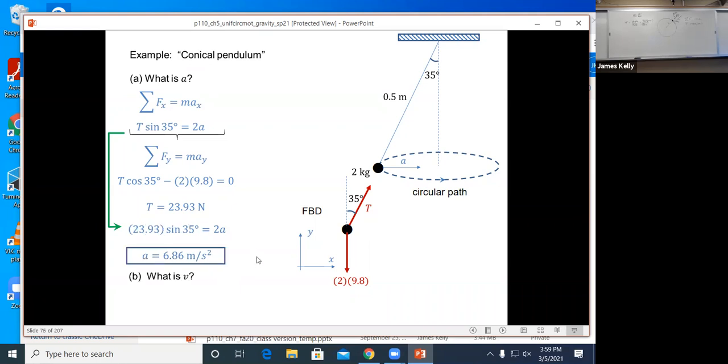And I think we're just about out of time, but the next question is, what speed is it moving with? Notice we're not given that, but I can now use v squared over r equals a to solve for what v is, right? For v squared over r, you have to figure out what r is. R is this distance. It wasn't given in the problem, but you can do some trigonometry to figure out what r is. And so you can back out what the speed is. Okay, that's a little bit more complicated.